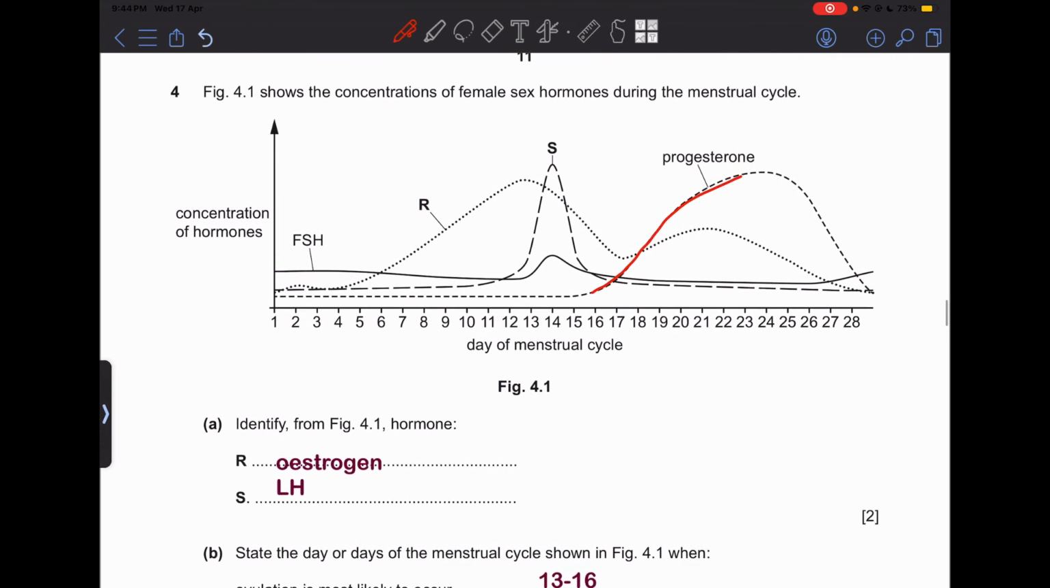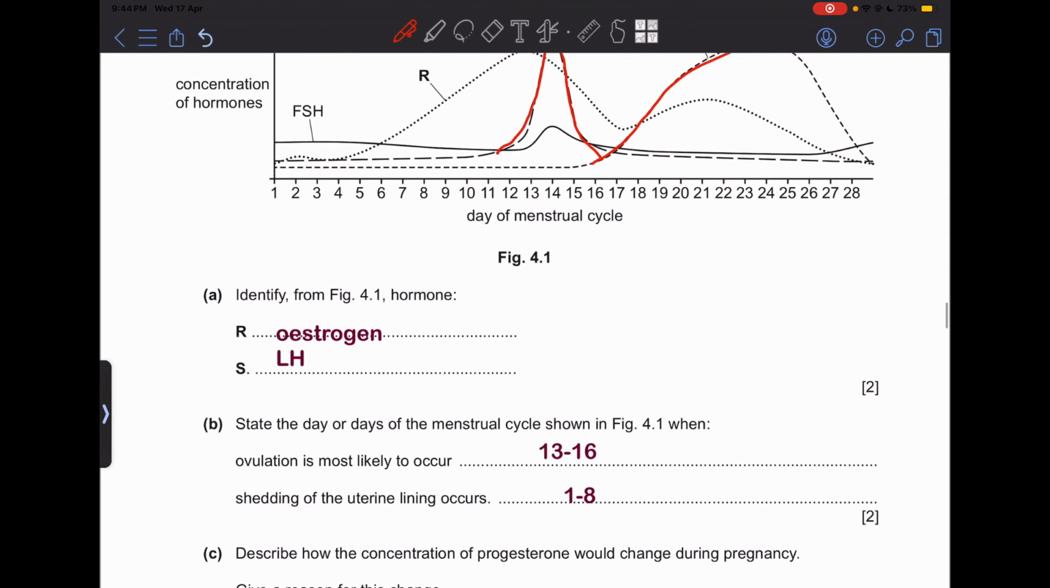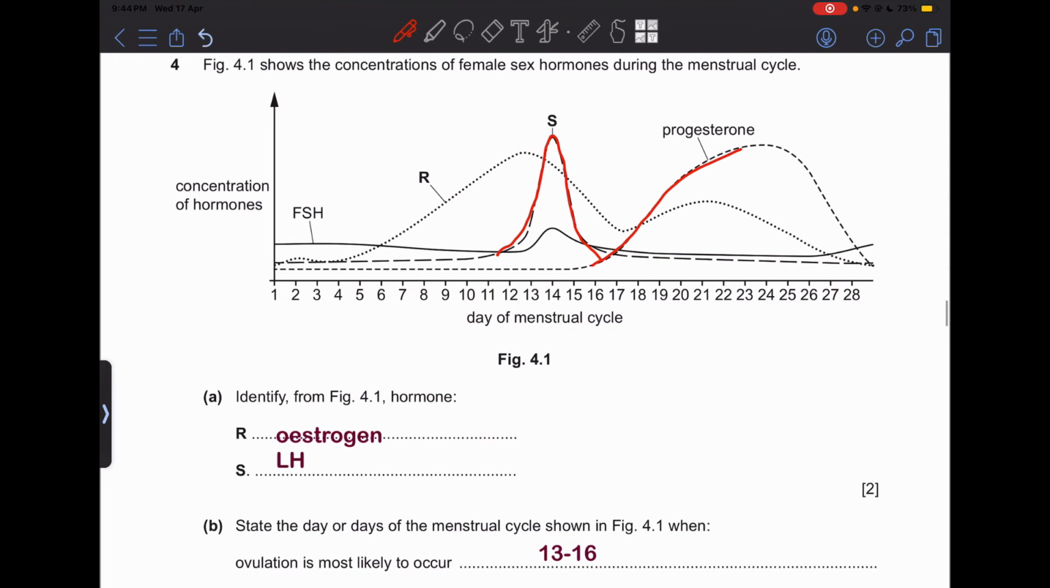So ovulation is most likely to occur from day 13 to 16. This is because the LH increased very rapidly in this area. So this is why. And the shedding of the uterine lining occurs from day 1 to 8 over here.